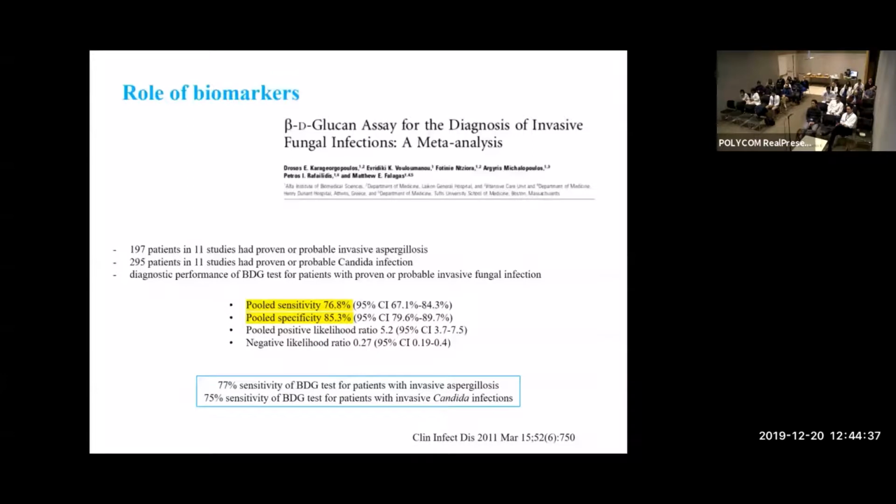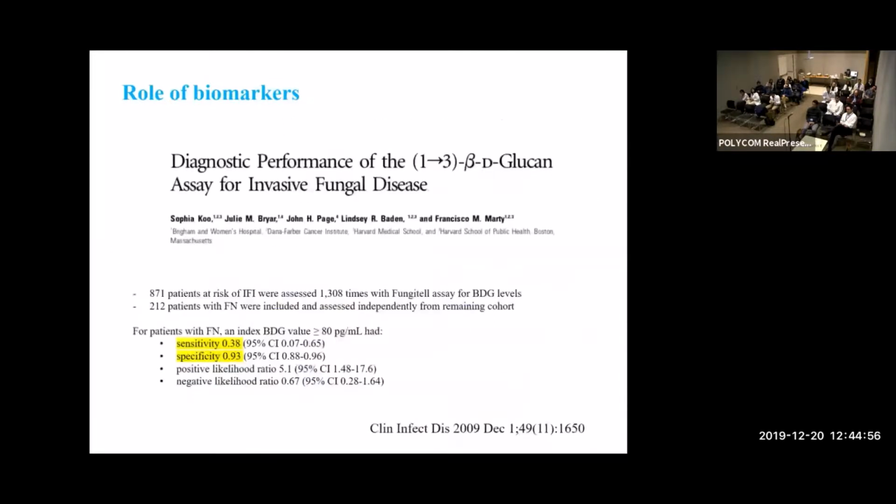And then in these studies, they analyzed the pooled sensitivity of the beta-D-glucan, and it's around 75, 77%. So it's actually not that great. So if it's indicated, it's very useful. If it's not, then you get in trouble because now what are you going to do with a test that you don't know how to interpret?